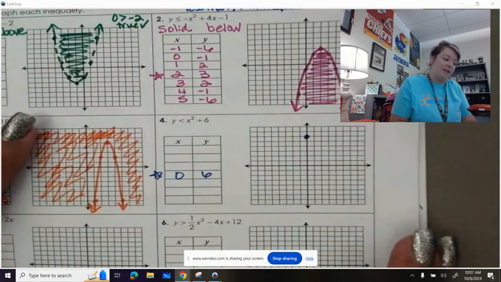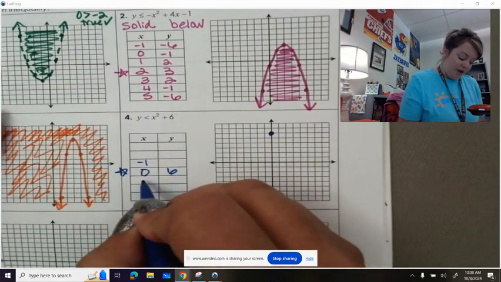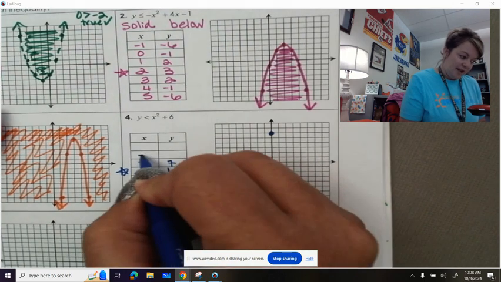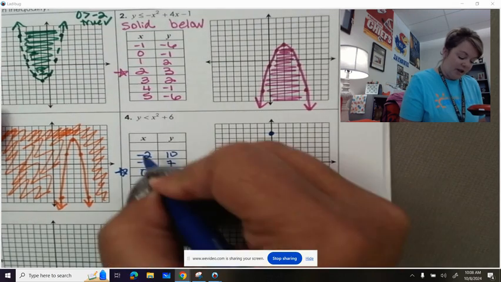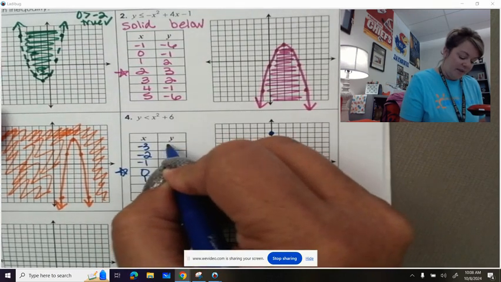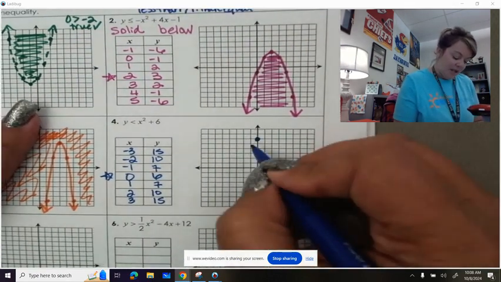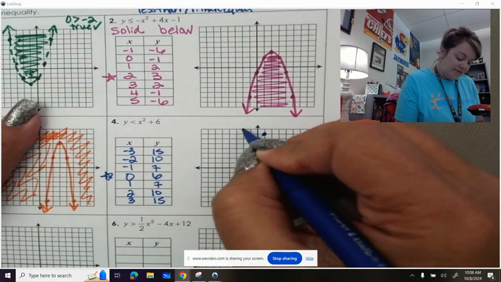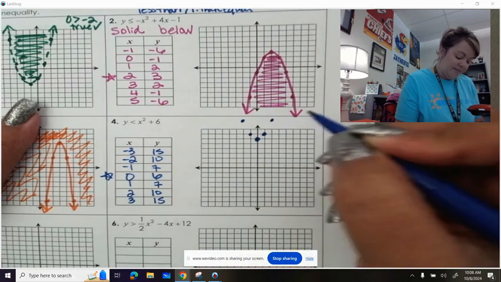So let's put them in our table and draw our parabola. So -1 and 1 are both at 7. 2 and -2 are both at 10. And I'm not going to put 3 and -3 on my graph because it goes up to 15, but that's okay. So -1 and 1 are at 7. -2, this is 8, 9, 10. And 2 is at 10.